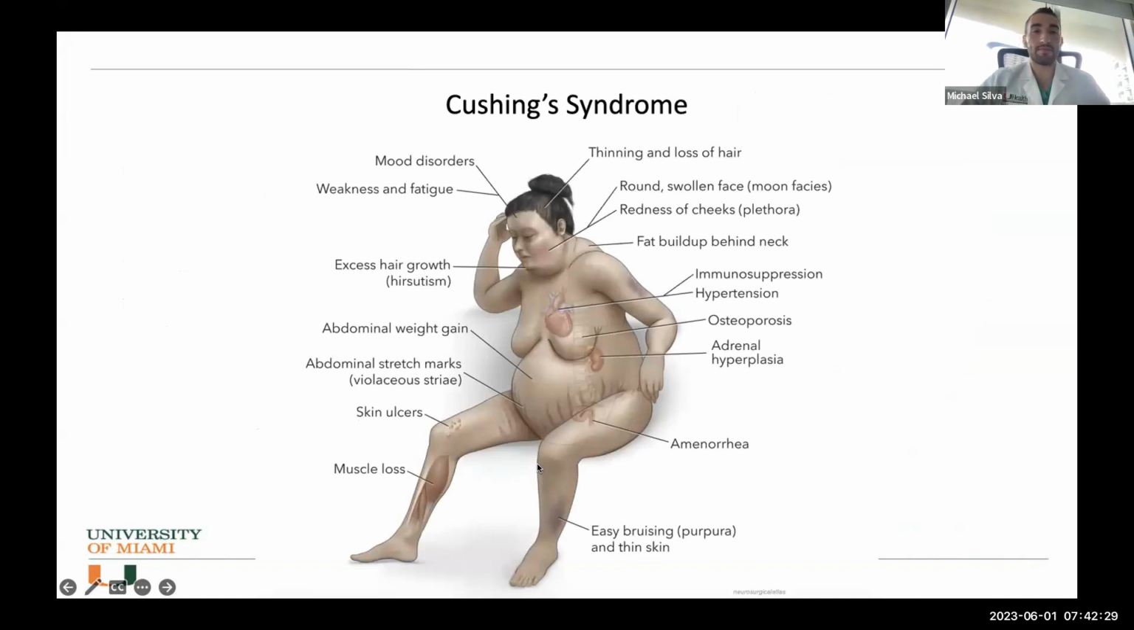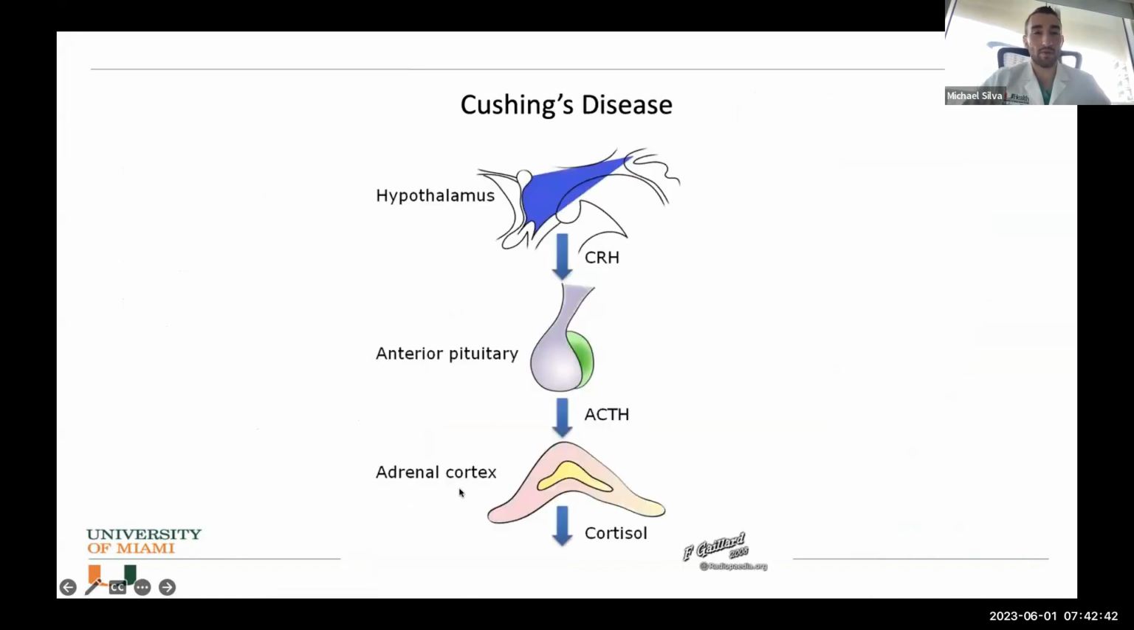phenotype of rounding of the face, weight gain, muscle loss, fatigue, mood disorders. It's a very clear clinical diagnosis that usually gets worked up through endocrinology and ultimately sent our way depending on what's found. So this is the hypothalamic axis responsible for cortisol production. And it's important to think back to step one and remember this in order to think about these patients.